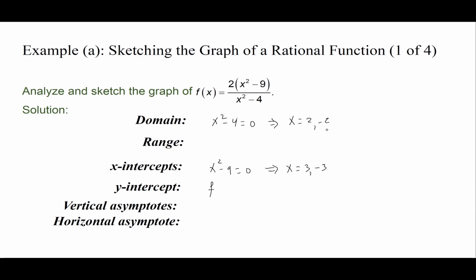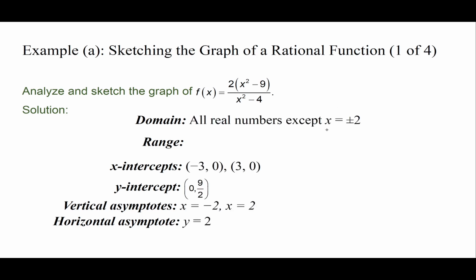For the y-intercept, find f of 0. If you put x equal to 0 here, that will be 2 times -9 over -4, which is 9 over 2. So the y-intercept is (0, 9/2). The vertical asymptotes come from here. So x equal to 2 and x equal to -2 are the two vertical asymptotes. For the horizontal asymptote, using the previous section, y equal to 2 because of the same degree. So this is the information we have found. But we can find more information before we plot the graph. But this information also gives us a lot of information about the curve.